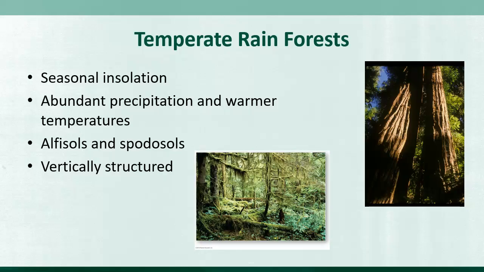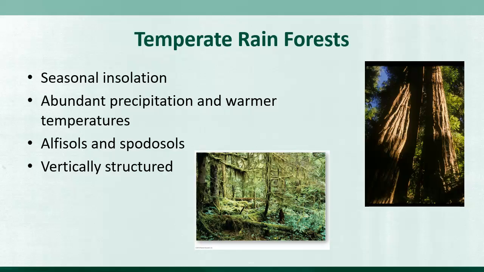So the temperate rainforests aren't quite as productive as tropical rainforests, but they're still quite productive. The soils tend to be a little bit better as well. They tend to have more alfisols in these areas, although sometimes they're spodosolic. You get that same vertical structure that you had in the tropical areas, but different species adapted in different ways.